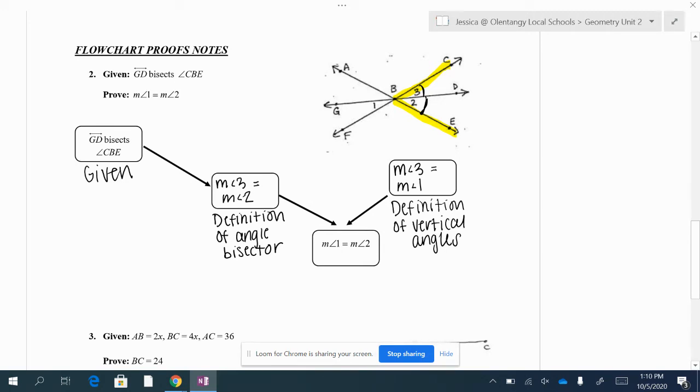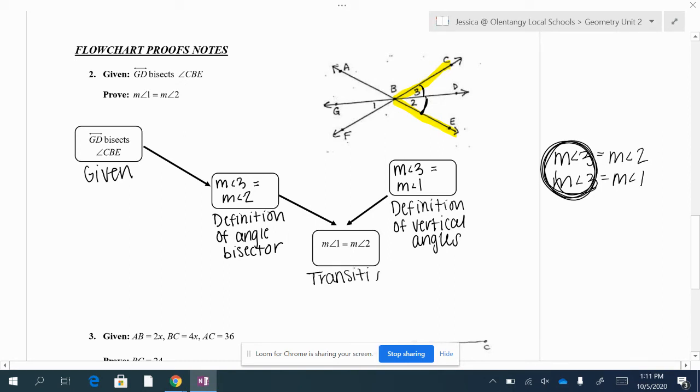And then here, if I write this over here, measure of angle 3 is equal to measure of angle 2, measure of angle 3 is equal to measure of angle 1. Here's my repeating part. So I can set measure of angle 2 equal to measure of angle 1 by the transitive property. And then we are finished.